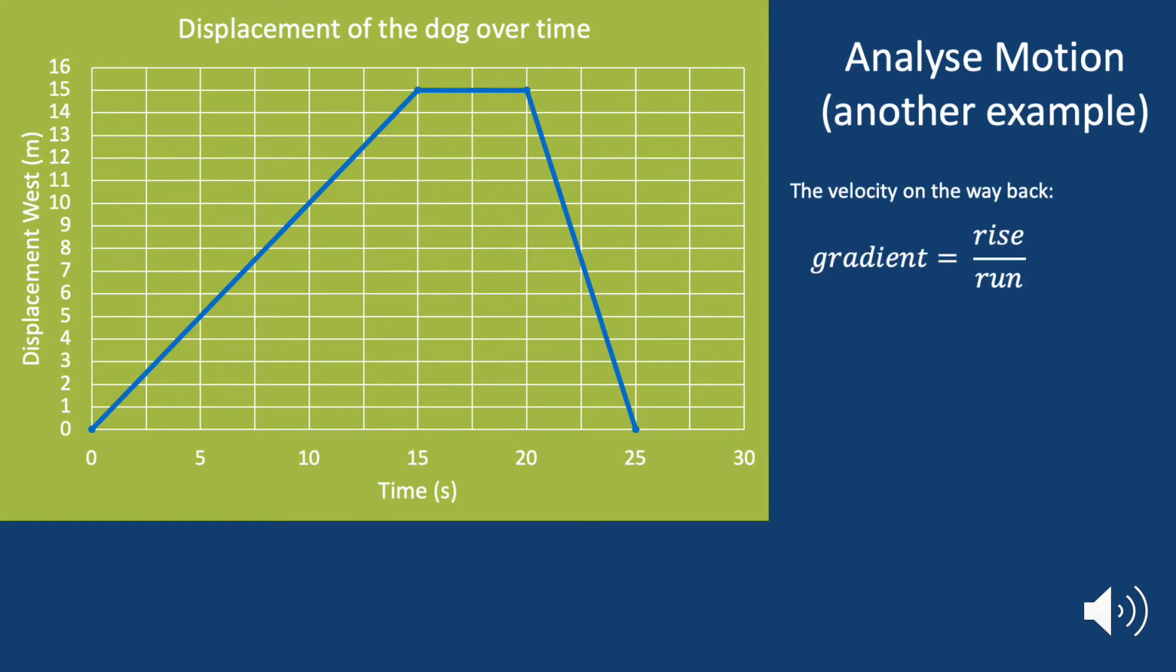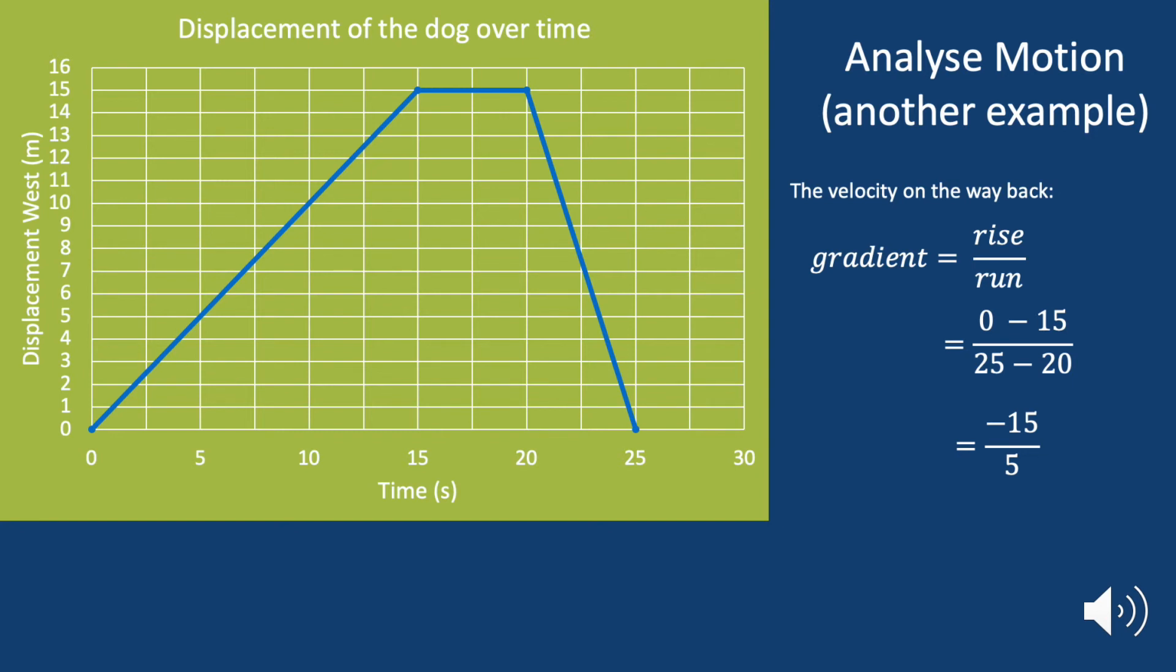So let's look at that gradient. Gradient equals rise over run. Now, the rise we see there is 0 subtract 15. So at the end of the 25 seconds, it's at 0. At the start of the 20-second mark, it's at 15. So 0 subtract 15 is our rise. It's actually a fall. Our run is 25 subtract 20, so that's 5 seconds.